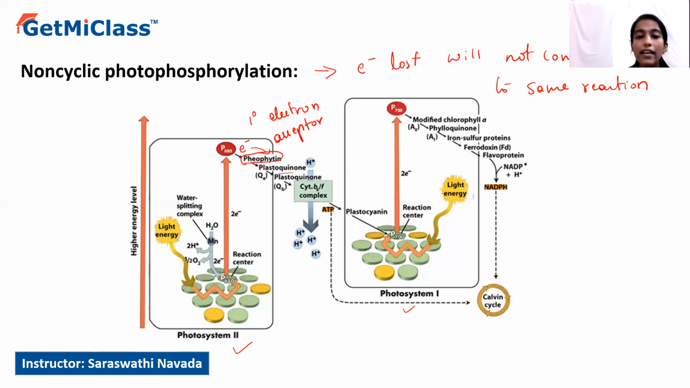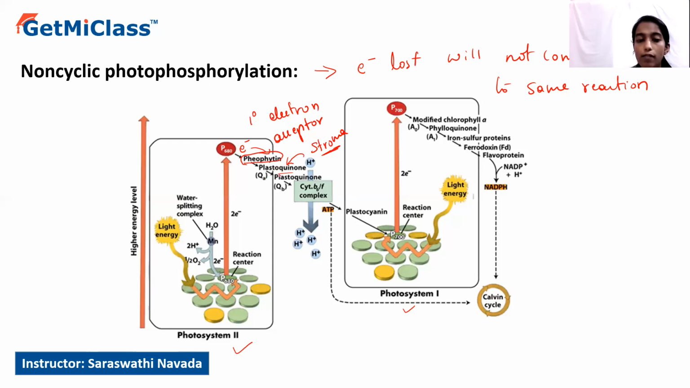So once the electron from pheophytin is received by the plastoquinone, in order to take up the electron, this plastoquinone also uses the hydrogen ion from the stroma of the chloroplast for complete reduction. So hydrogen ion will be richly present in the stroma of the chloroplast. Once this plastoquinone accepts the electron, along with the electron it also accepts the hydrogen ion. At a time, it accepts two hydrogen ions for the complete reduction of this plastoquinone.